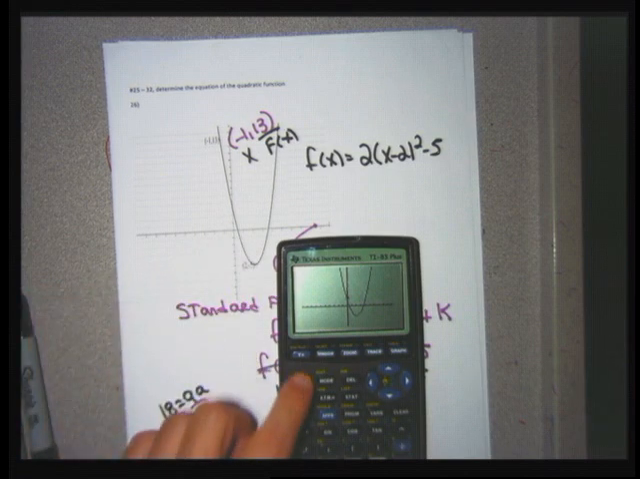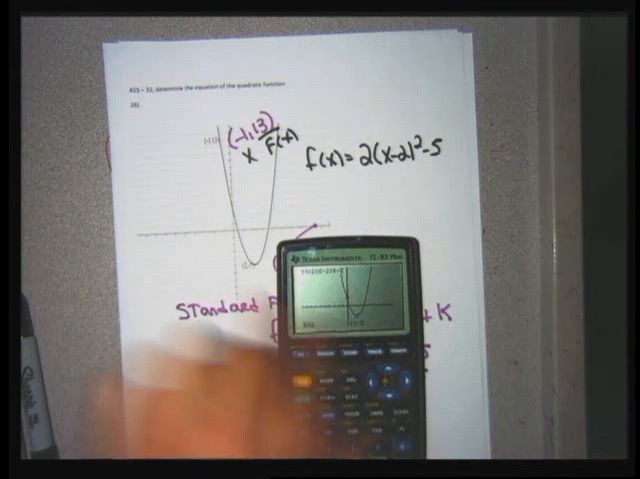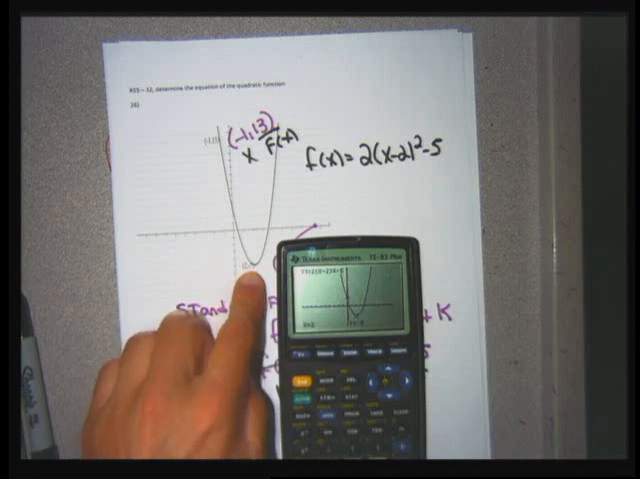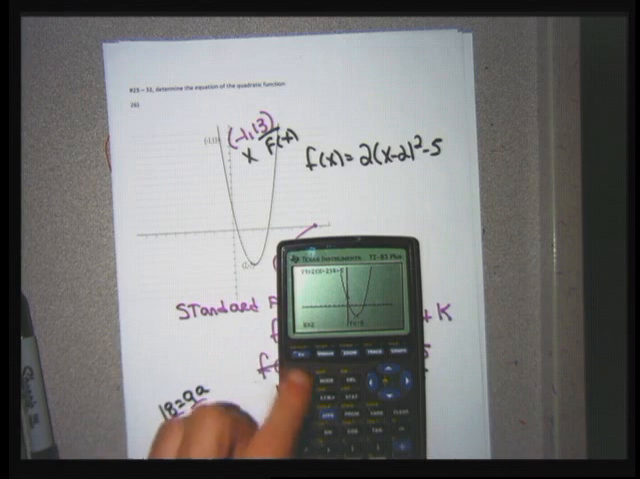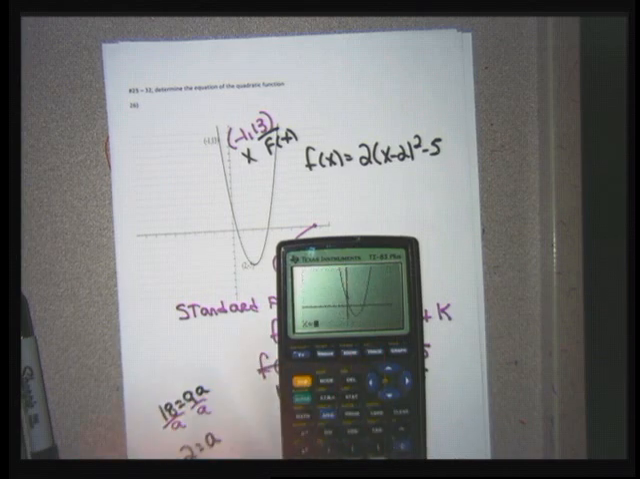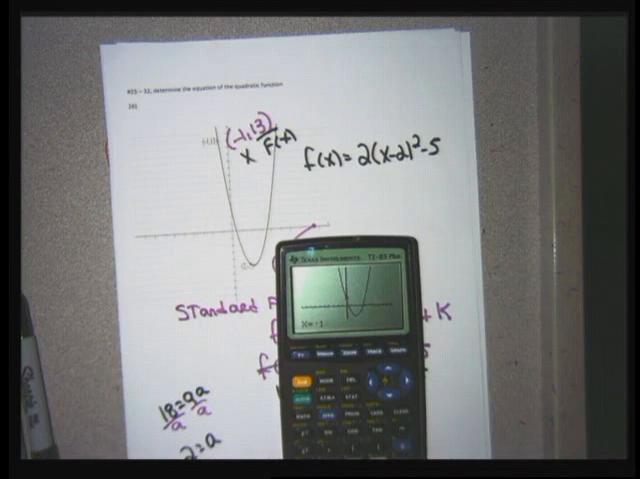I'm going to go second calc value, type in 2, and hit enter, and it shows the vertex is at 2, negative 5. That's a good start. The next thing I need to do is go second calc value, type in the x-coordinate of the other point, which is negative 1. When I hit enter, it says 13. I did perfectly. If it doesn't say 13, my a is wrong. And it says 13, so I'm correct.